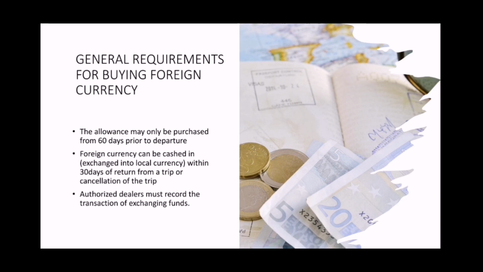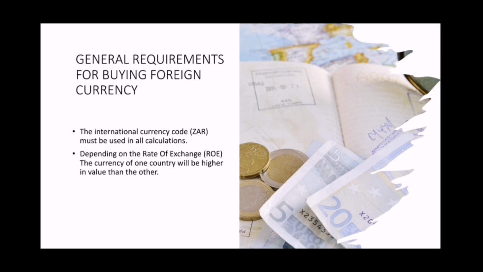During this process, the authorized dealer should record the transactions. So there should be a formal record stating, on this day, Masego came in to buy dollars. She gave us 2,000 rand and we gave her $500, for example. Right? And then the next point says the international currency code must be used in all calculations.